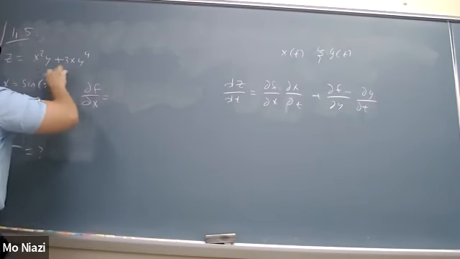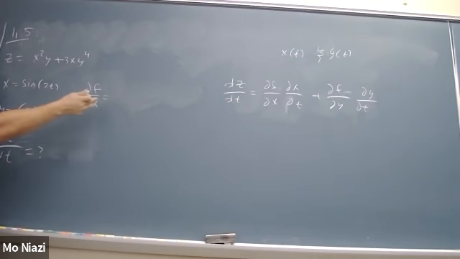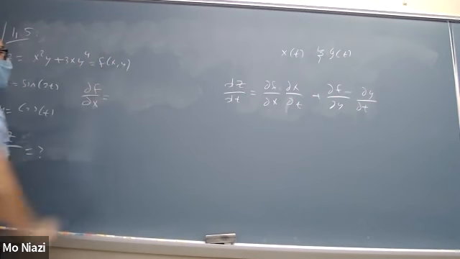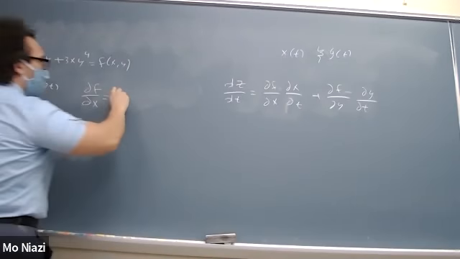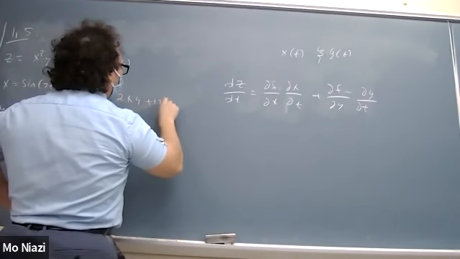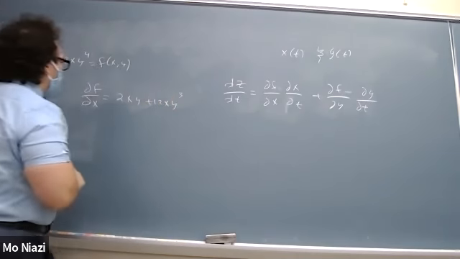It's this guy, z. That's why I had z, because this is your f. This is your f of x, y. It really doesn't matter. So still, partial f partial x of this function is 2xy plus 12xy cubed.